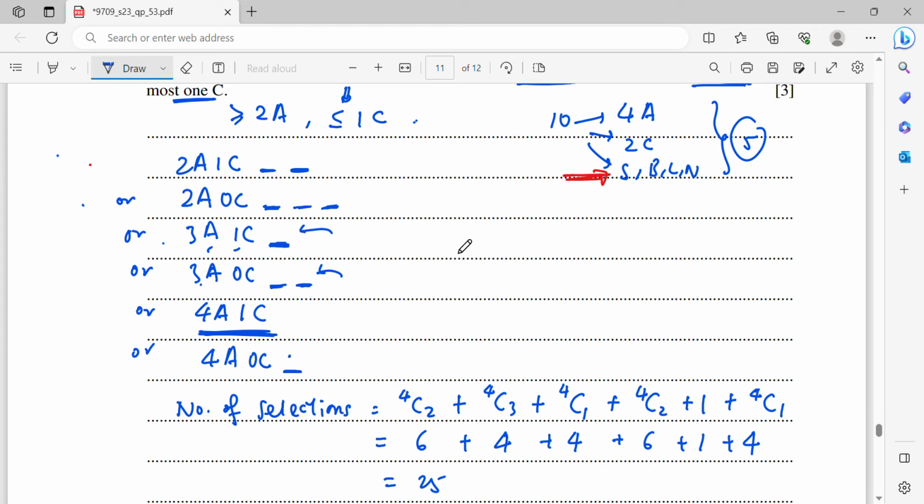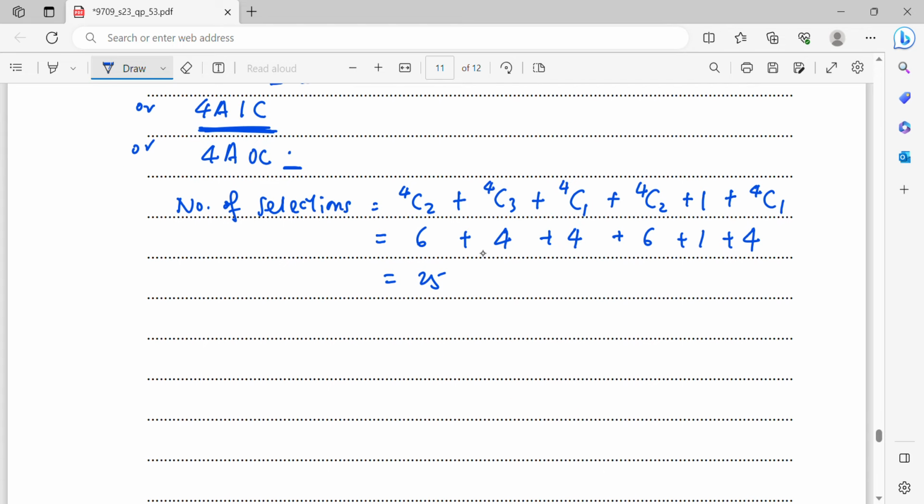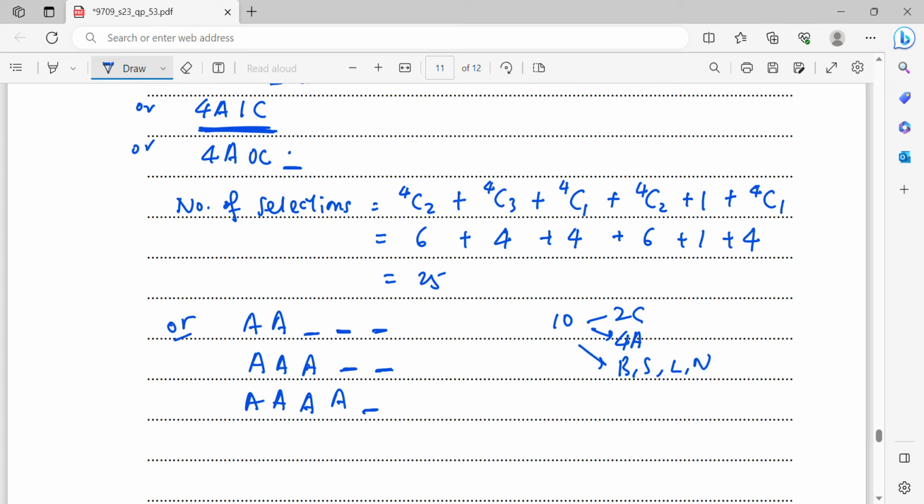So, another method to solve this question is you can just consider the A. So, at least 2 A's, so it can be 2 A's, it can be 3 A's, it can be 4 A's. So, if 2 A's means I need 3 more letters, then here will be 2 letters, this is 1 letter. Alright. So, what I do is from 10, I have 2 C's, 4 A's, and then I have B, S, L, N. This is the second method.